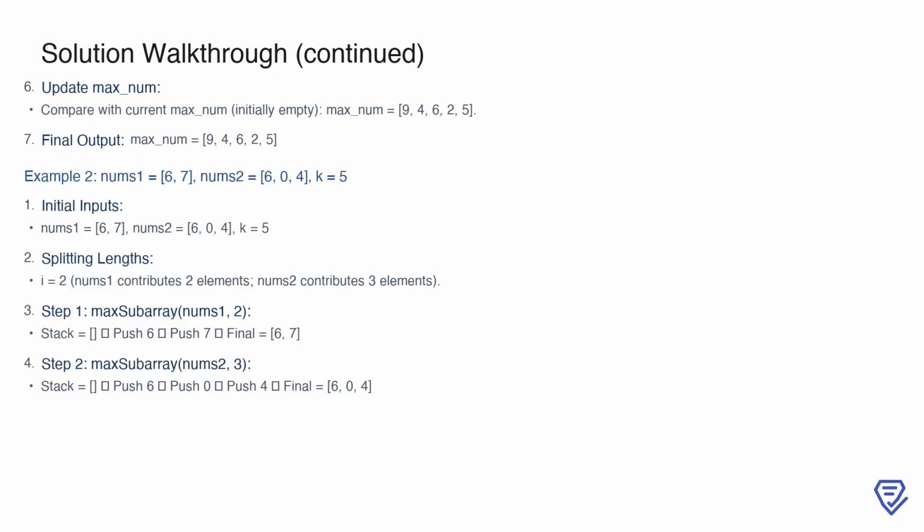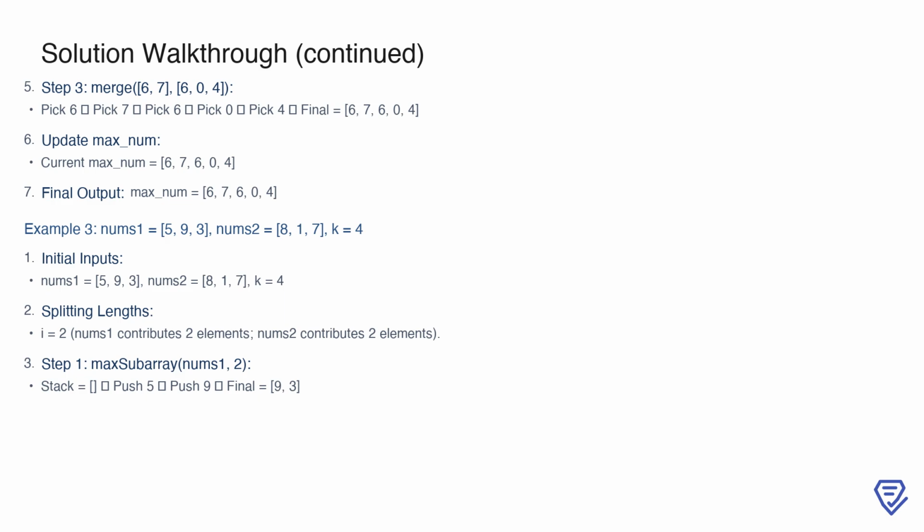For nums2, we need a subarray of length 3. Traversing through nums2, we push 6, then 0, and finally 4 onto the stack, resulting in the subarray 6, 0, 4. Next, we merge the two subarrays 6, 7, and 6, 0, 4 into a single maximum number. Starting with the largest leading elements, we pick 6 from nums2, then 7 from nums1, followed by 6 from nums2 again. Finally, we take 0 and 4, completing the merged result as 6, 7, 6, 0, 4.